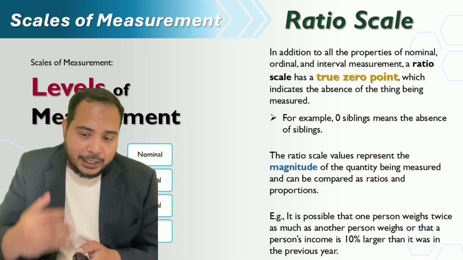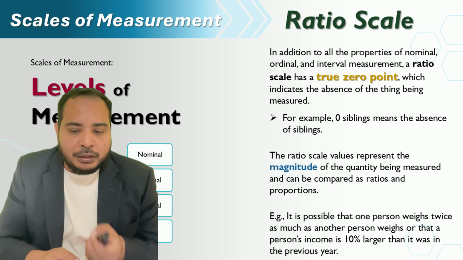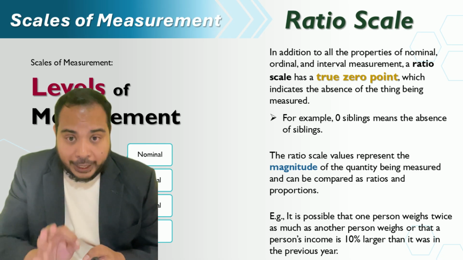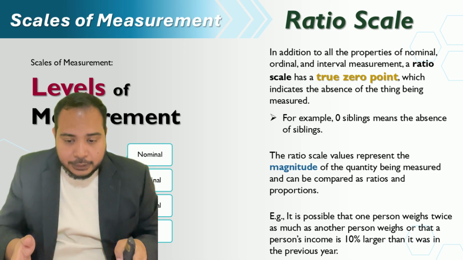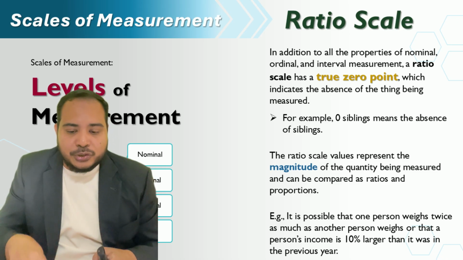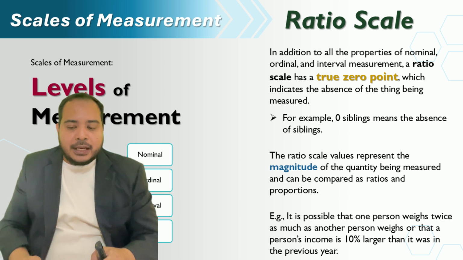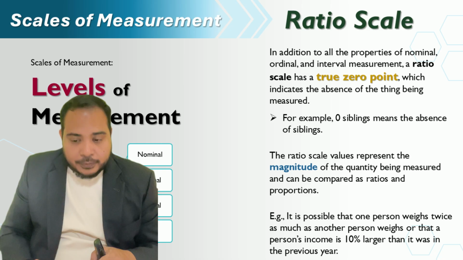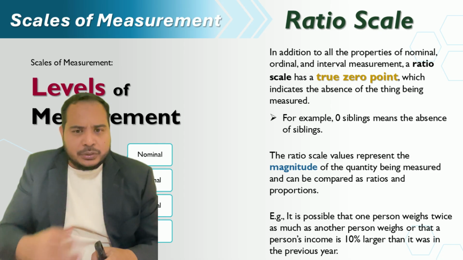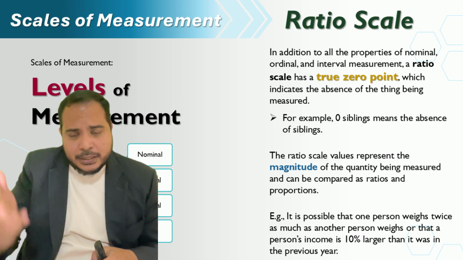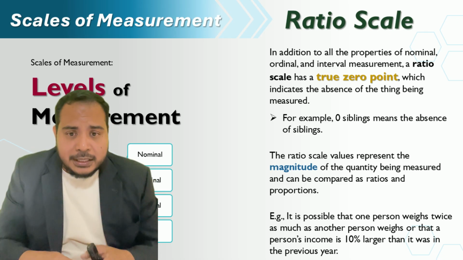So the ratio scale values represent the magnitude of the quantity being measured and can be compared as ratios and proportions. For example, it is possible that one person weighs twice as much as another person, or that a person's income is 10% larger than it was in the previous year. So when we say that someone's weight is double mine, if I am 100 kg, then the person is 200 kg. Why? Because they have an absolute 0 meaning and the distance is equal.